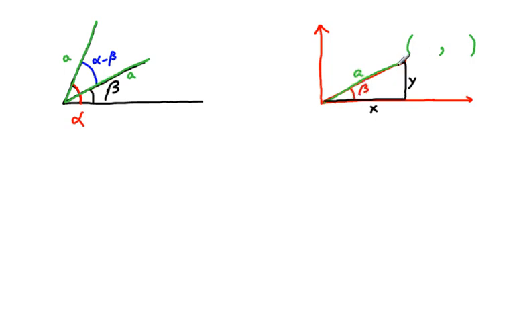X is, of course, the adjacent to this angle beta. We have seen this quite a few times. What is going to be the formula for the x component? Let me make more room here. X is the adjacent, is A cosine beta. This is A cosine beta. How about the y component? A sine beta. So this point has coordinates A cosine beta, A sine beta.